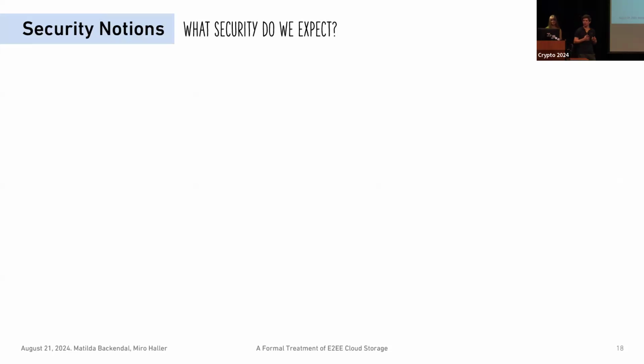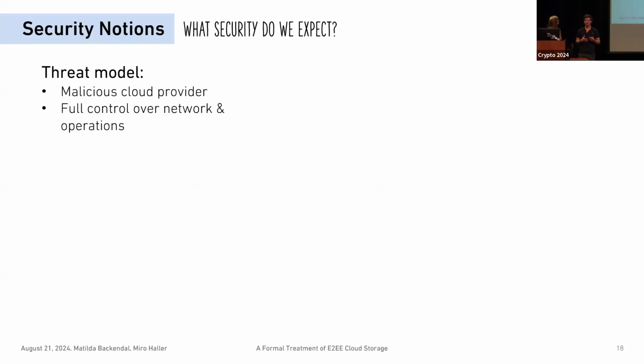So now that we have seen how we can capture cloud storage systems, we can start to formalize what security we would like to achieve for them. For this, we consider a threat model with a malicious cloud provider that has full control over the network and all operations that the users perform.